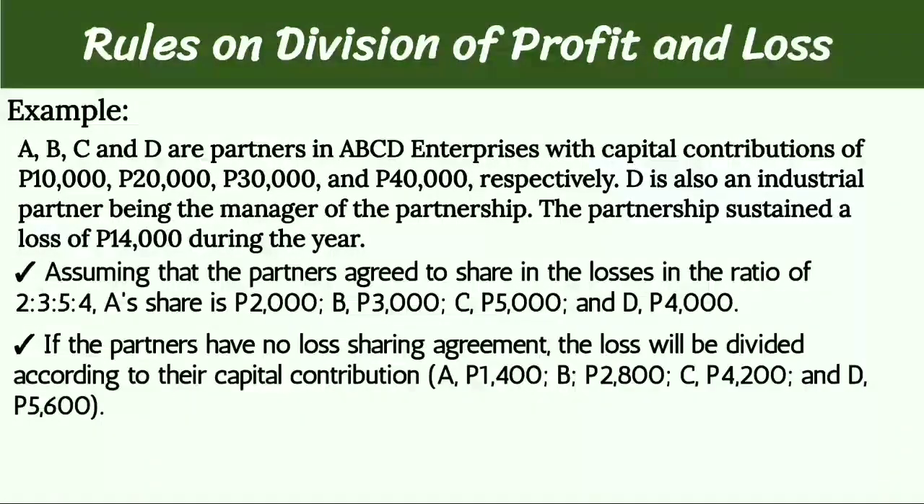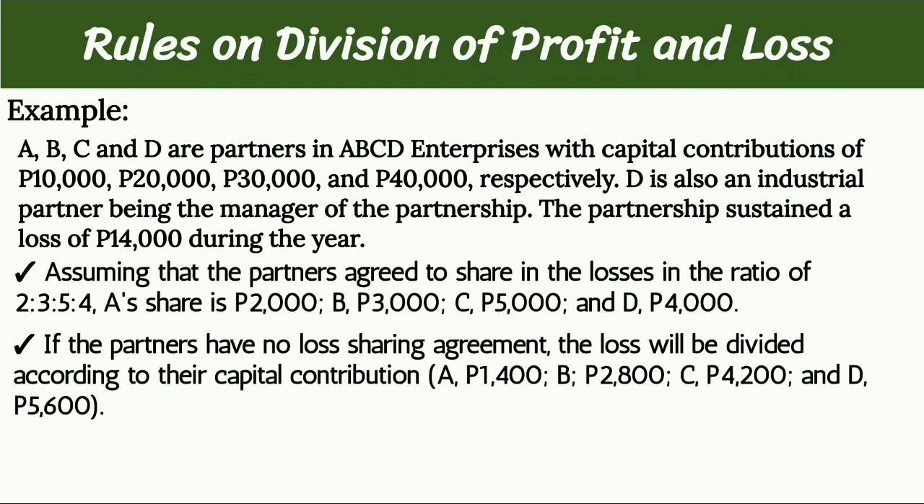If the partners have no loss-sharing agreement, the loss will be divided according to their capital contribution. So, ang share ni A sa loss ay 1,400 pesos, ang share ni B sa loss ay 2,800 pesos, ang share ni C sa loss ay 4,200 pesos, at ang share ni D sa loss ay 5,600 pesos. So, paano na-compute yung 1,400 pesos?